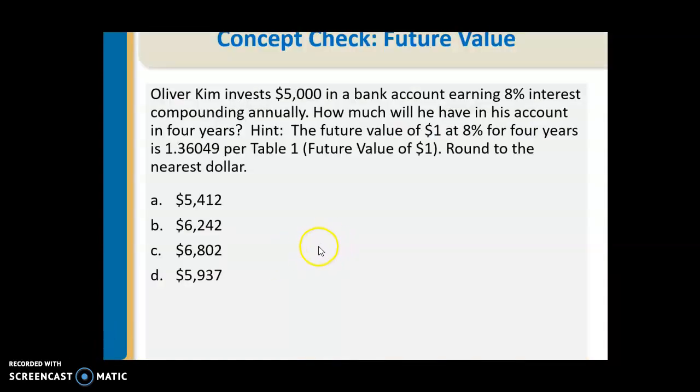And here's another problem for you to work. Oliver Kim invests $5,000 in a bank account earning 8% interest compounded annually. How much will he have in his account in 4 years? Hint, the future value of $1 at 8% for 4 years is a factor of 1.36049 per Table 1. Let's take a look at Table 1.